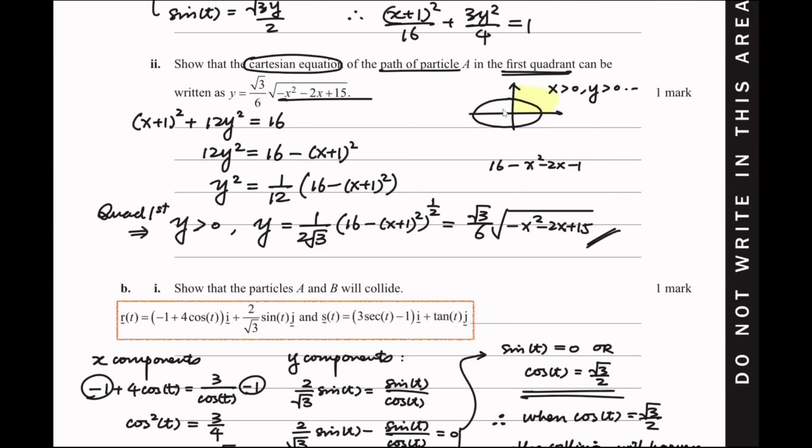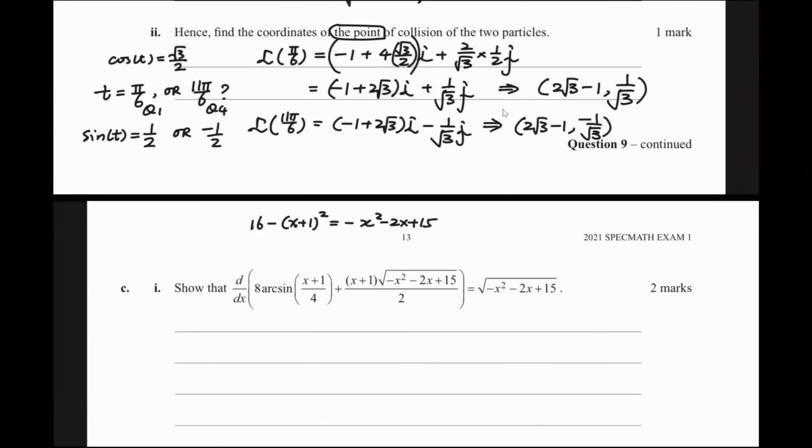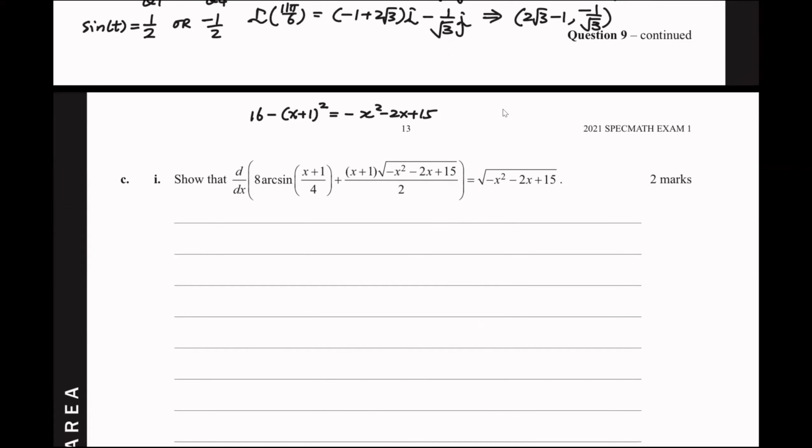Well, one thing I would like to mention is if you recognize 16 minus (x plus 1) squared equals minus x squared minus 2x plus 15, while you are doing part B, the second part of this question, show that part A2, it might be marginally easier.